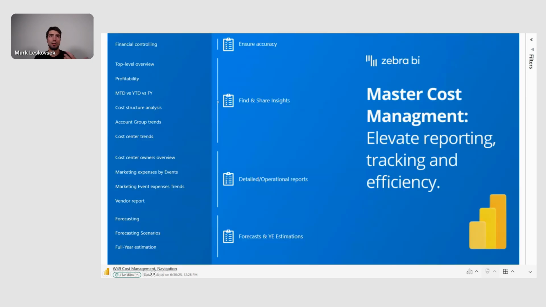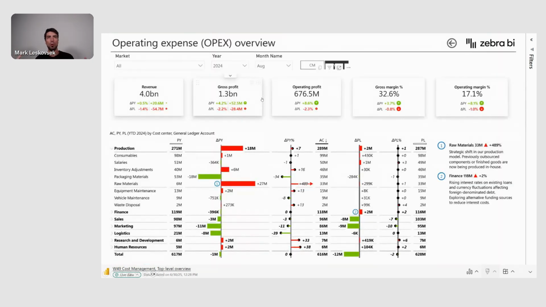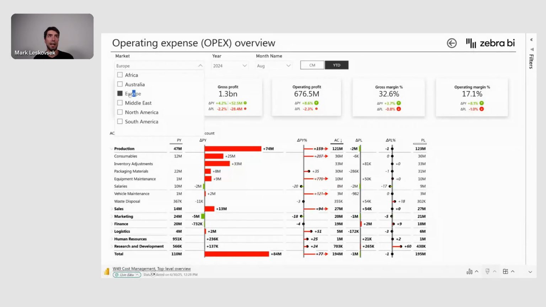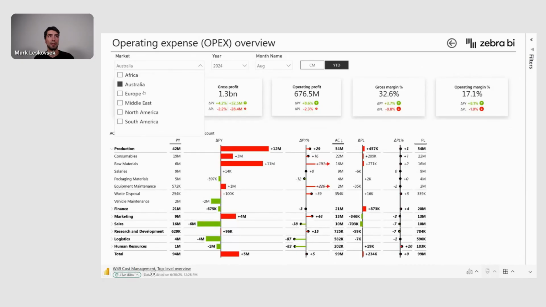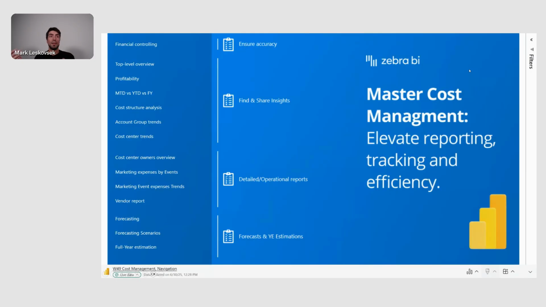Then again, we can combine this with top level overviews, where of course you want to have more consolidated data, again at different levels, depending on the seniority and the oversight for different markets, so we can swap between different regions, and of course get different information on top, right? When those are selected. And again, for cost center owners, there's of course different views and so on and so on.